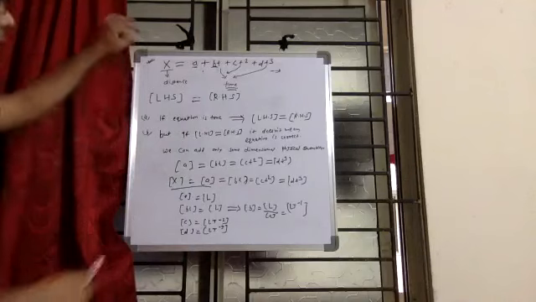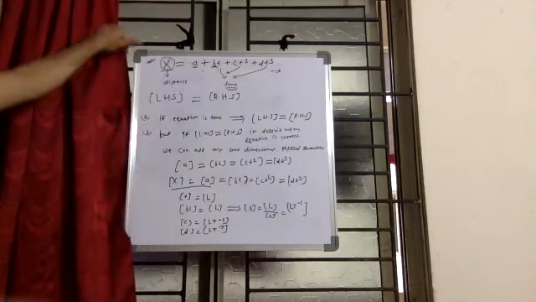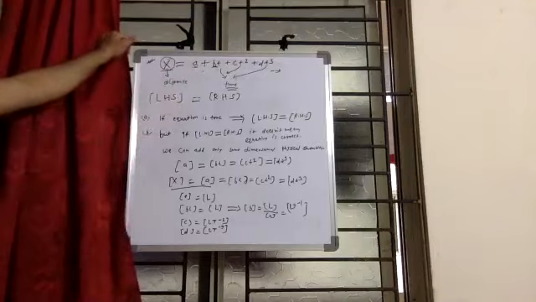They will give something here instead of X. They might give something like energy, E equal to A plus BT plus CT square plus DT cube.